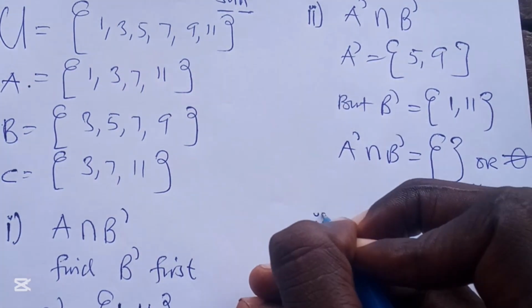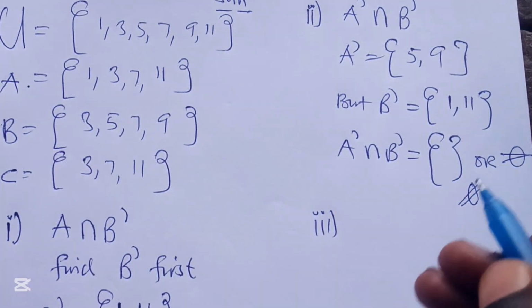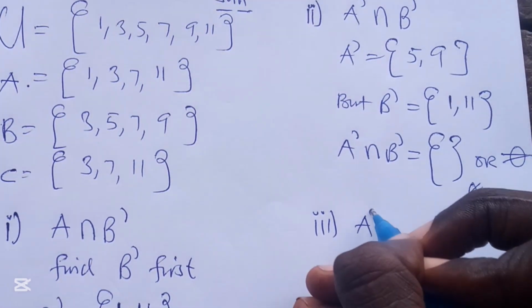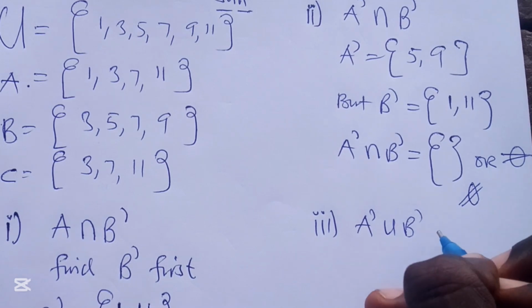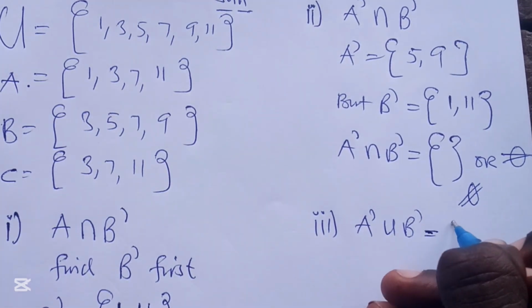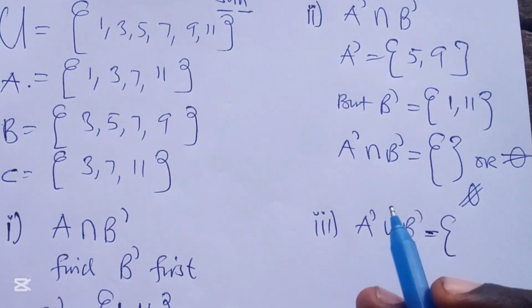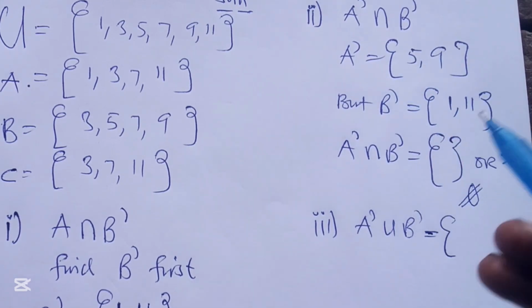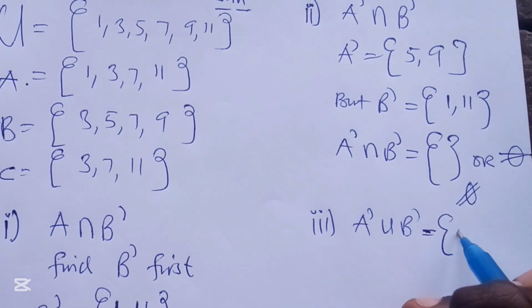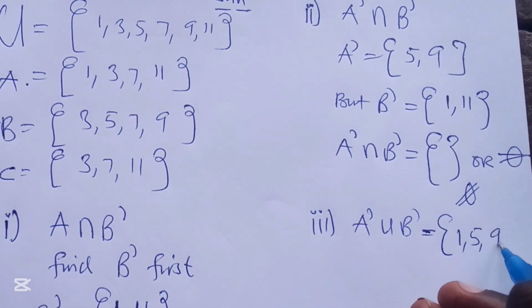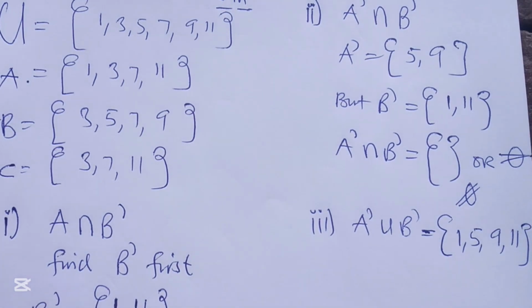Now Roman 3, the last one. We have to find A complement union B complement. We know union, we already explained it also. We combine the two sets, but we are not to repeat numbers. What is A complement? This is 5, 9. What is B complement? 1, 11. Now let's combine them. We start from 1, 5, 9, and 11. So this is what we are asked to find for Roman 3.